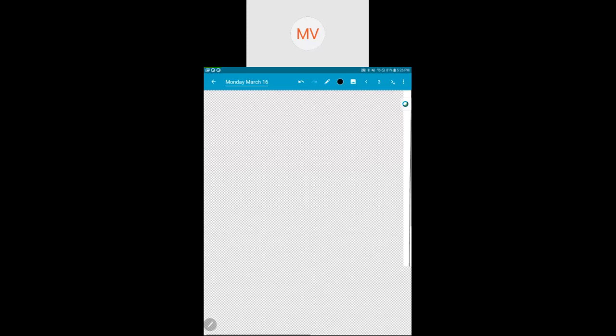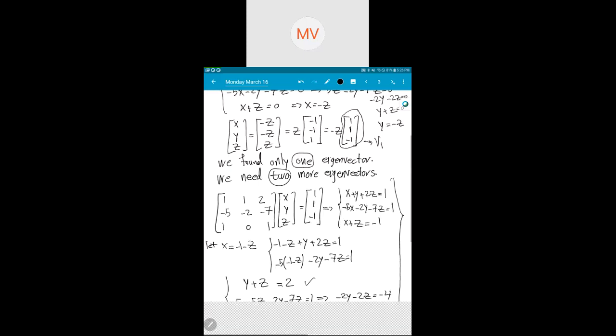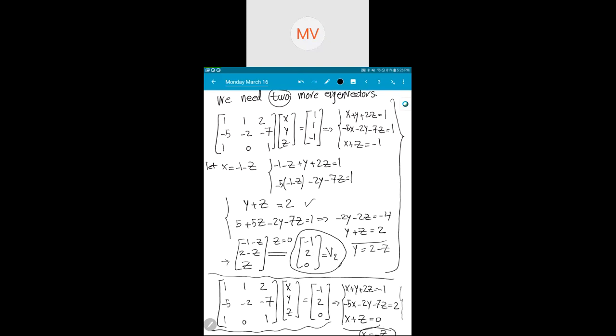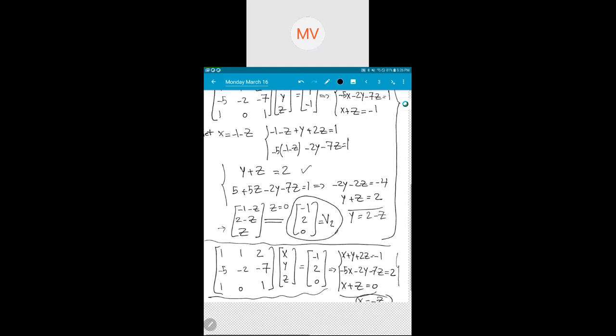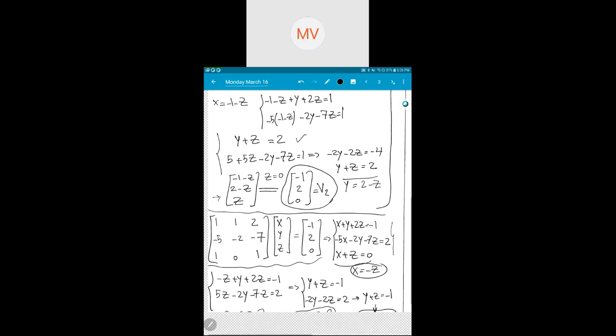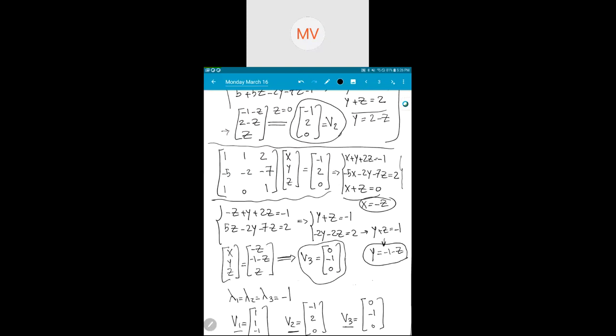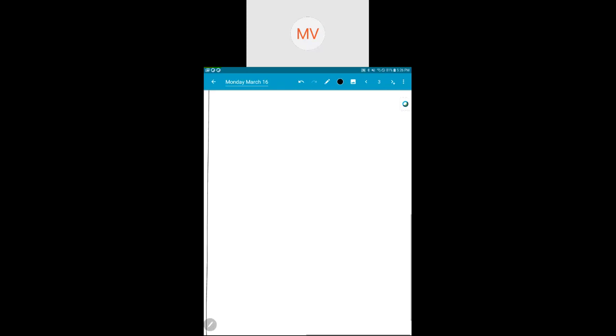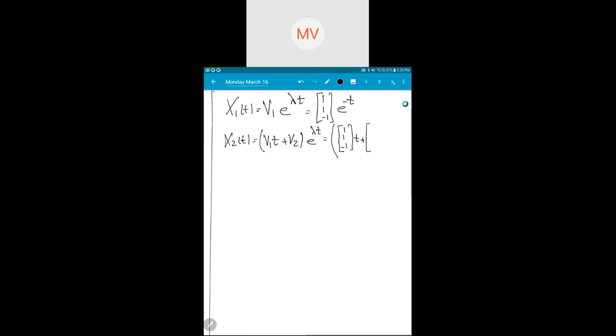You guys remember what v2 is? Negative 1, 2, 0. And v3 is 0, negative 1, 0. So that one is easy. Negative 1, 2, 0, e to the negative t. And x3 of t.